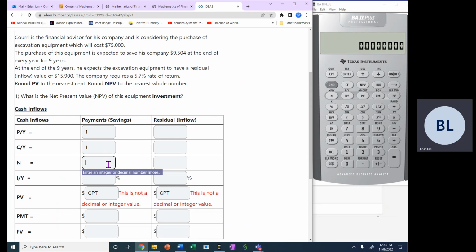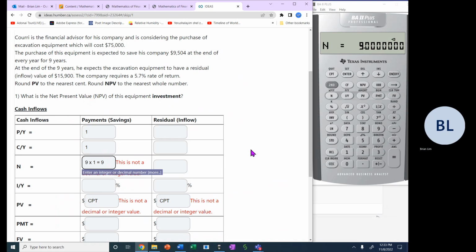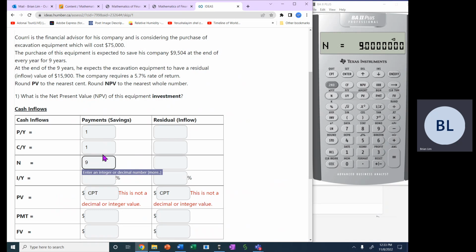All right, so N, you're looking at the number of years. We can use the calculator to do that. We can put in 9, and then we go second, N, and that would be 9. If you're doing it manually, it would be 9 times 1, which would be equal to 9. So that is how it's calculated. It's the number of years times the PY value. Okay, the interest rate is 5.7%. So we will insert the number in there.